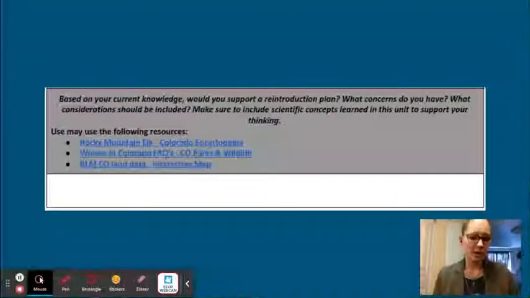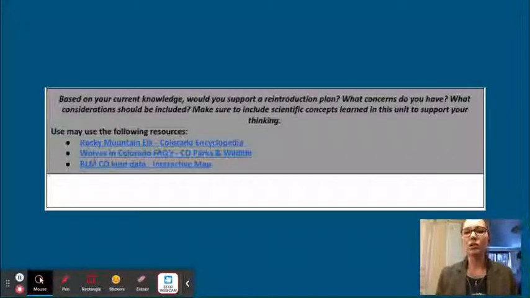Then the last part is to, based on your current knowledge, would you support a reintroduction plan of wolves into Colorado? What concerns do you have? What considerations should be included? And to make sure that you guys include scientific concepts that you learned in this unit to support your thinking. We can't just have an opinion not backed by science in this class, so make sure you guys use the evidence that you have learned throughout this unit.